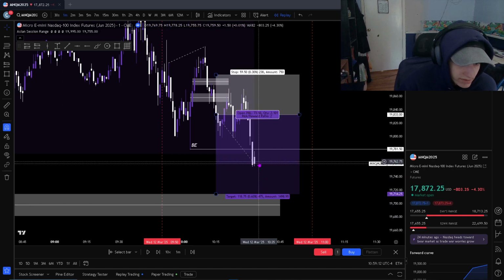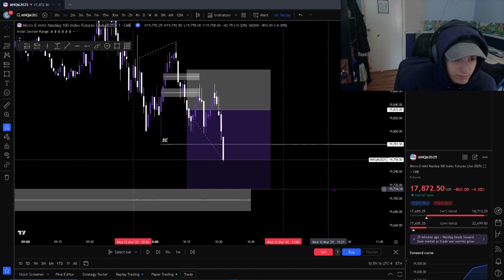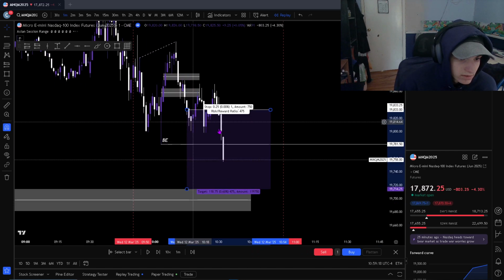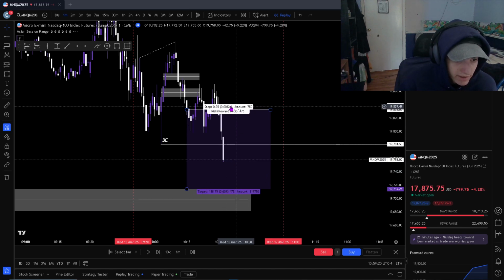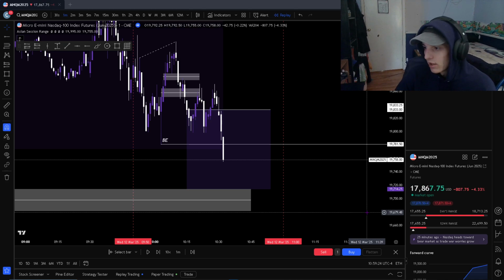Bam. So the second we touch break even, which is right here, I move this right there. So now if it comes up and taps where I entered, it closes my position. I don't make money, I don't lose money.